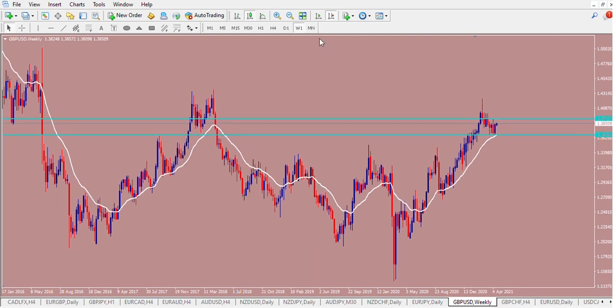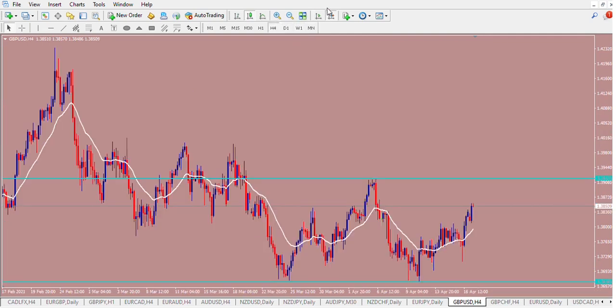Now, I need a close above that zone, if I want to be an aggressive buyer to this top.